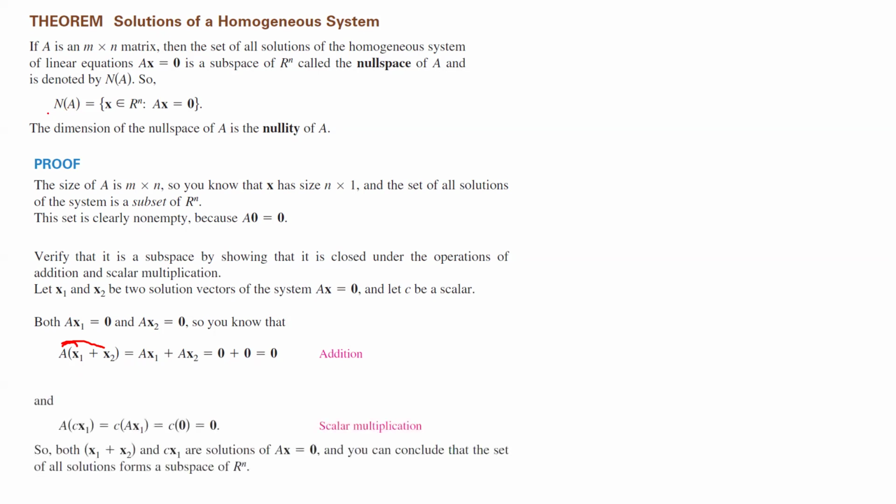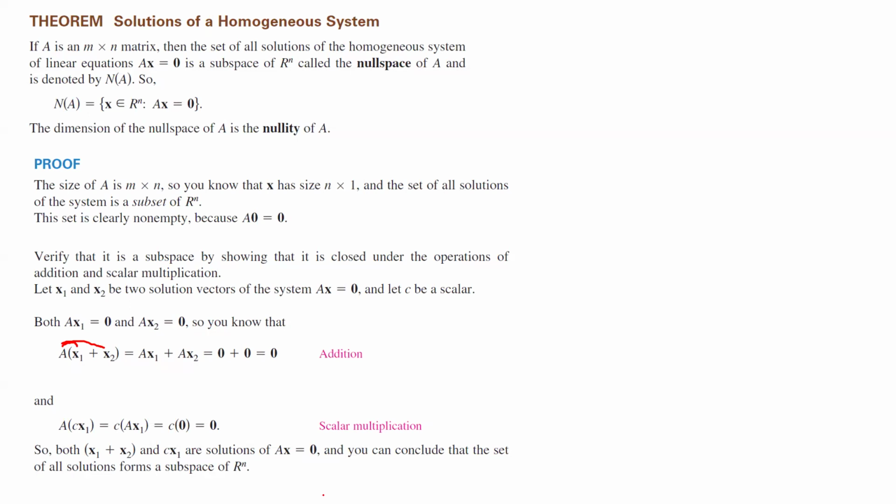Now for scalar multiplication, A times C times X1 can be written as C times AX1, which is C times 0, or 0. This is a scalar multiplication. So it just showed that both the addition and scalar multiplication are solutions of AX equal to 0, or in other words, they both belong to this set. So we can conclude that the set of all solutions forms a subspace of n space.